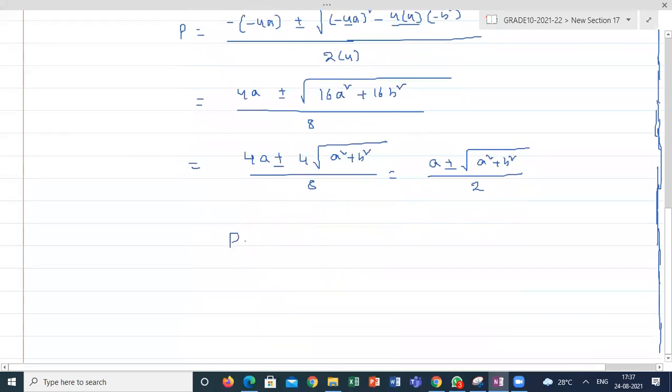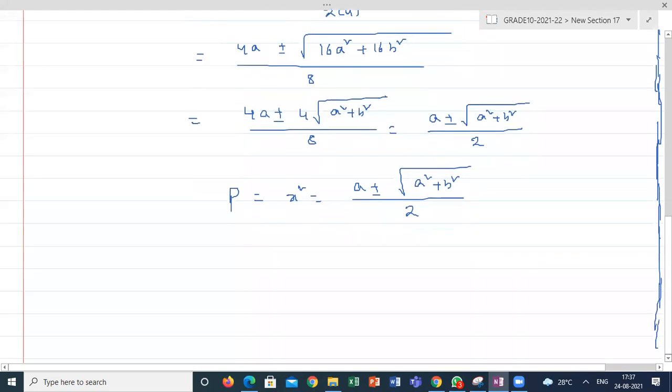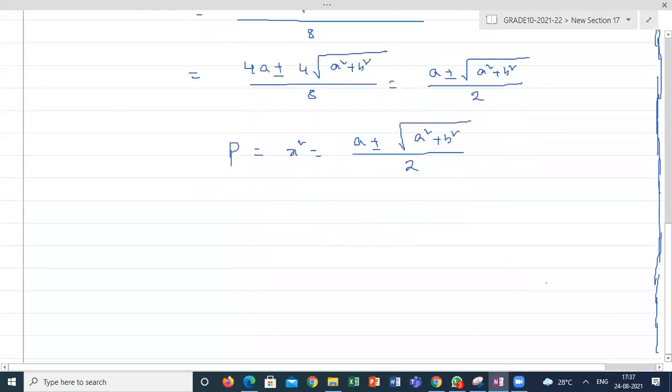Now, this is my p value. p is equal to x square, which is equal to a plus or minus square root of a square plus b square, divided by 2. Correspondingly, from here, what is my x value? There are two possibilities for the x value, one with plus and one with minus. If I'm taking plus, what is your answer? If I'm taking minus, what is your y value?